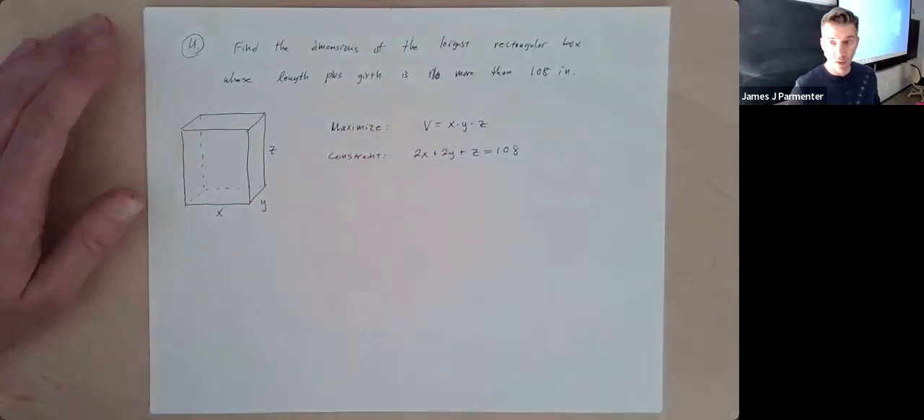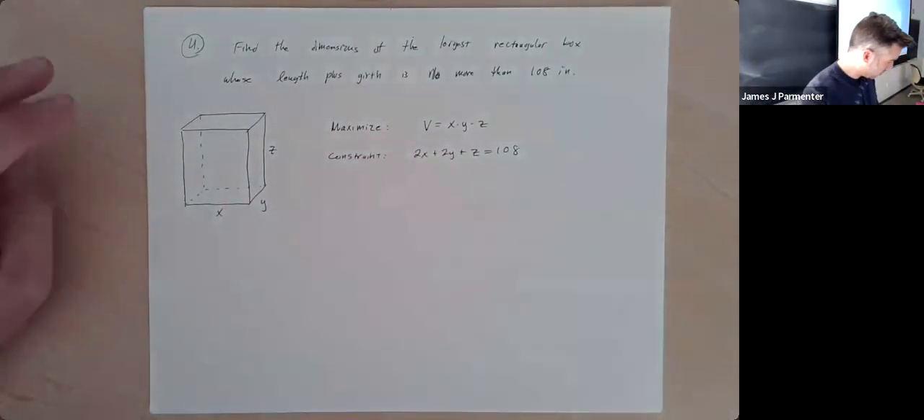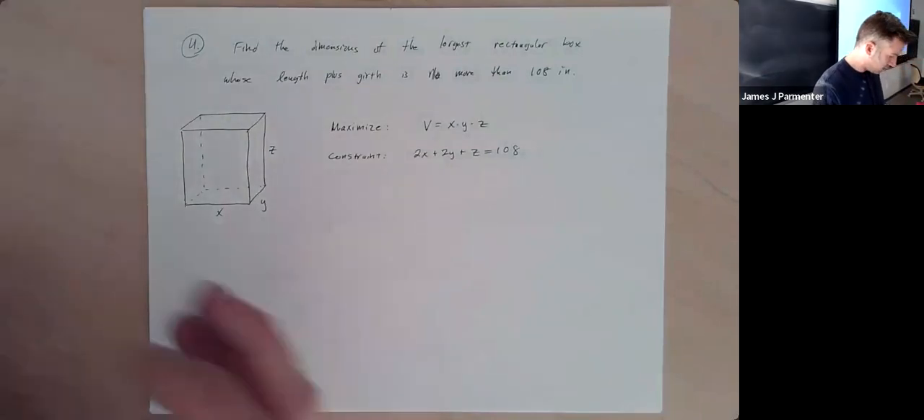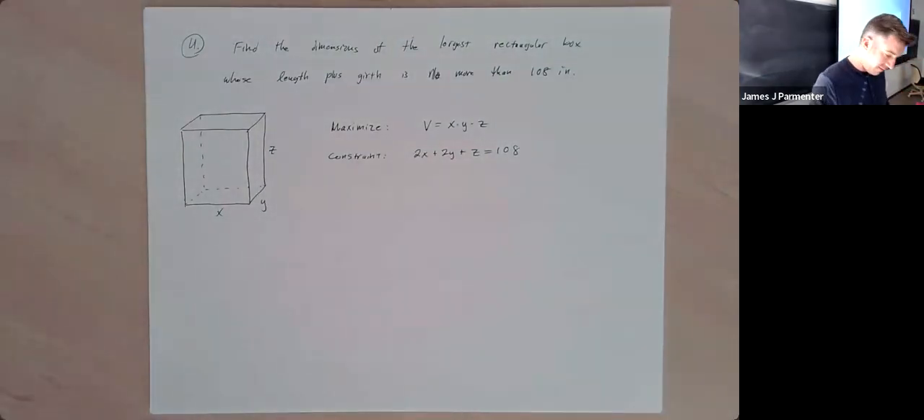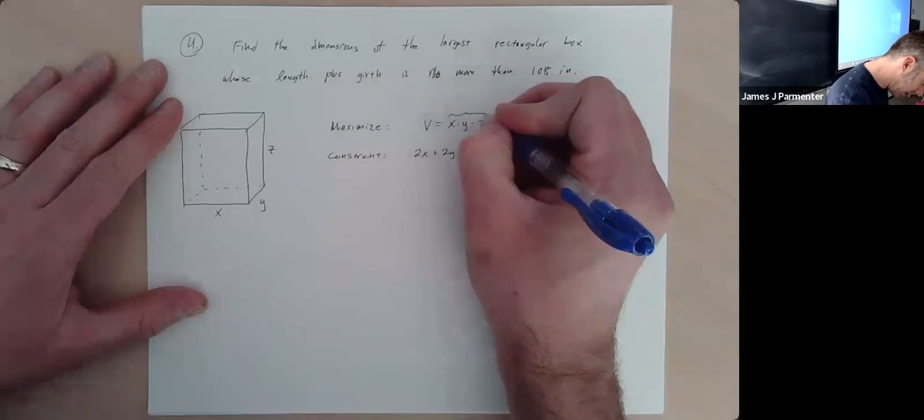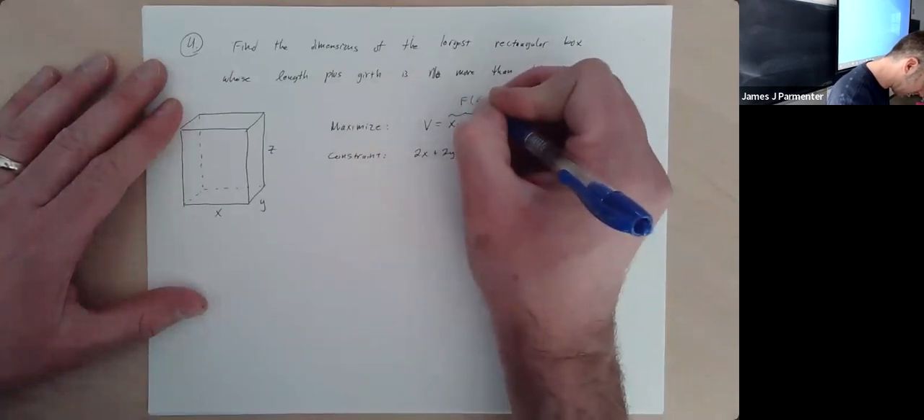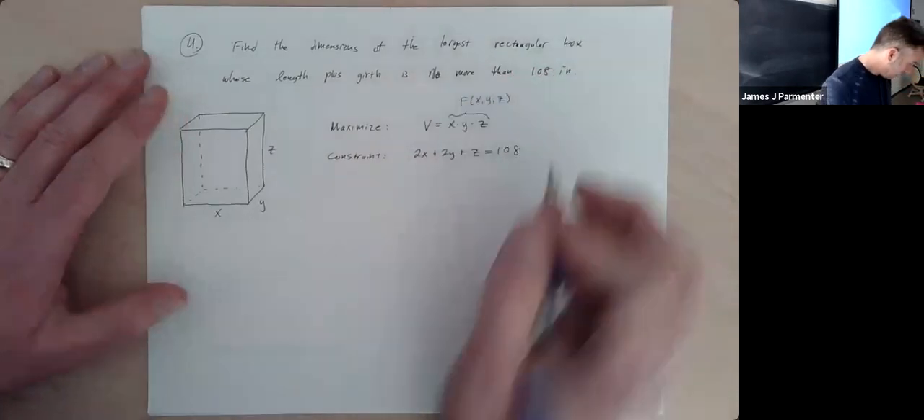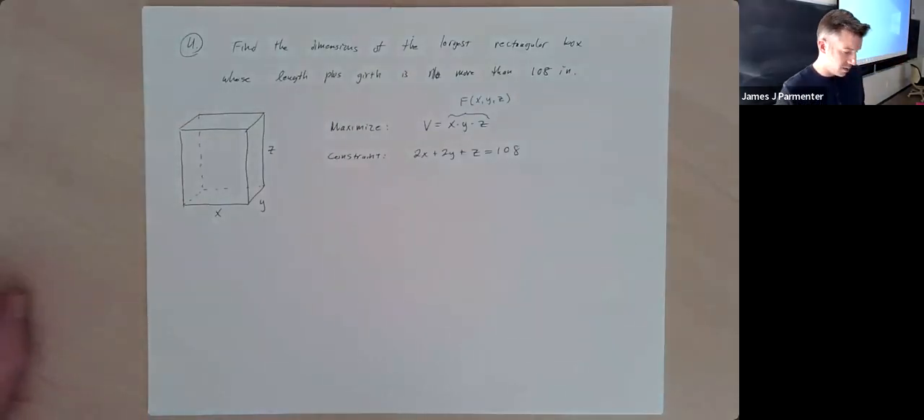So what we typically do with Lagrange multipliers is we call the function that we're trying to maximize capital F. So this is my capital F of X comma Y comma Z. And we call the constraint capital G.